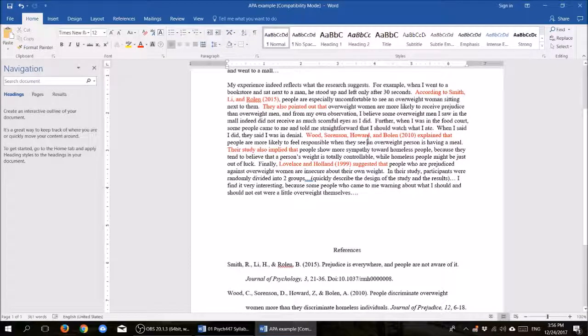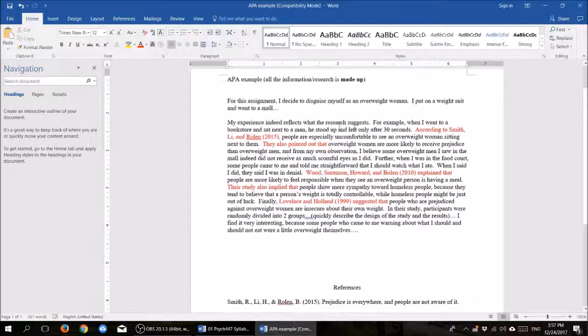Of course, your experience might not be in line with the studies, but the point is you have to review carefully all the references. Okay, so this student says, my experience indeed reflects what the research suggests. For example, when I went to a bookstore and sat next to a man, he stood up and left only after 30 seconds. And then she's going to cite a study.